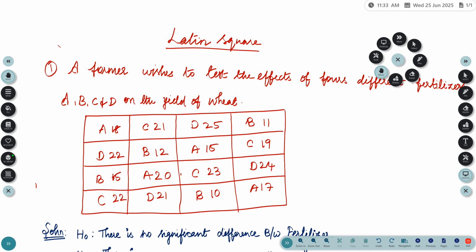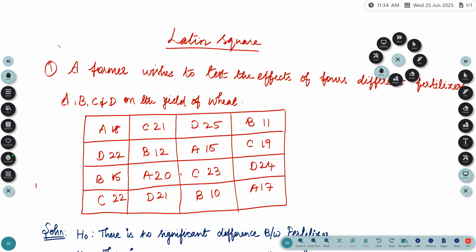Today I am going to give a lecture about the topic Latin Square. Here we are going to see one problem in the topic Latin Square. First let us see the problem, then I am going to explain how we solve the given problem. I am going to read the problem.